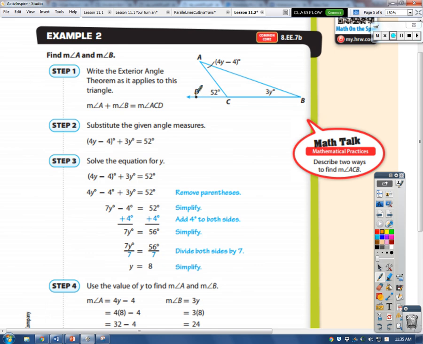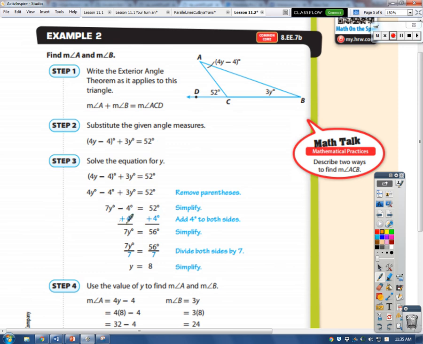Now we know from what we just did in our Explore activity that this angle plus this angle should equal this angle, right? So we can set up an equation where we have 3y plus 4y minus 4 equals 52 because the sums should be the same. So that's what they did here. They substituted that information in. 4y minus 4 plus 3y equals 52. So they combined like terms. They got 7y minus 4 equals 52.